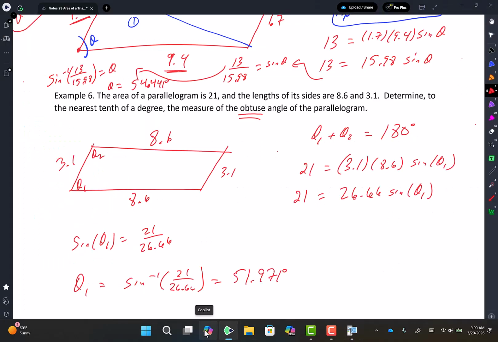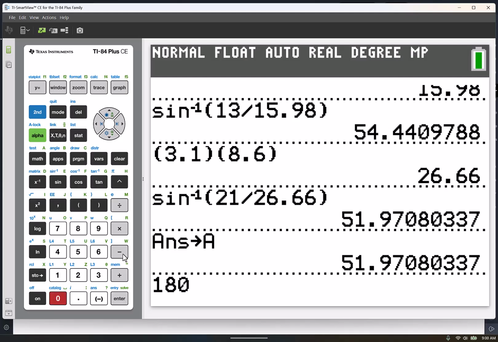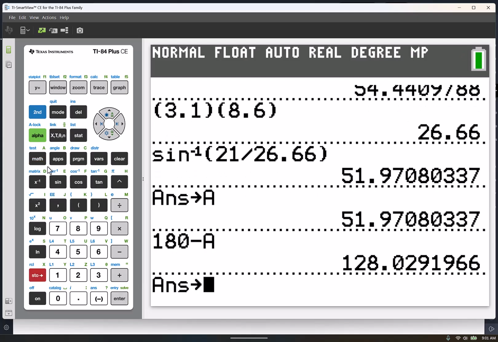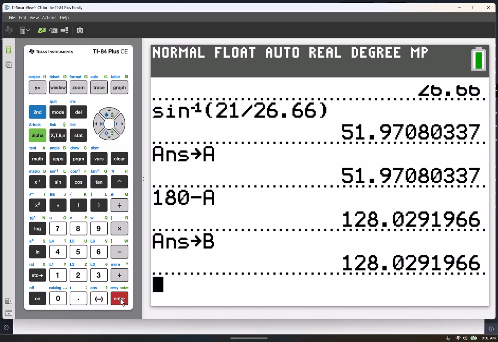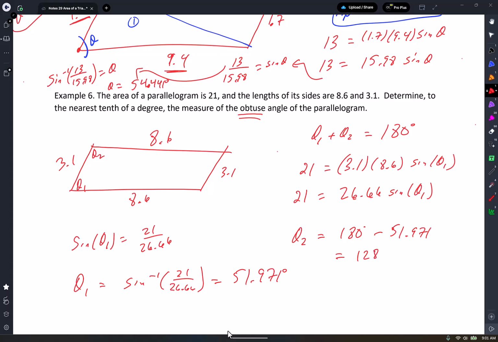But is that what they wanted? No. So how do I get theta 2? Subtract from 180. So theta 2 equals 180 minus the 51.971. So let's see what that is. So 180 minus, I have it as A here, so I'm just going to say A. I'm going to store that to B. 128.029. And that's my answer. 128.029 degrees. Bam.